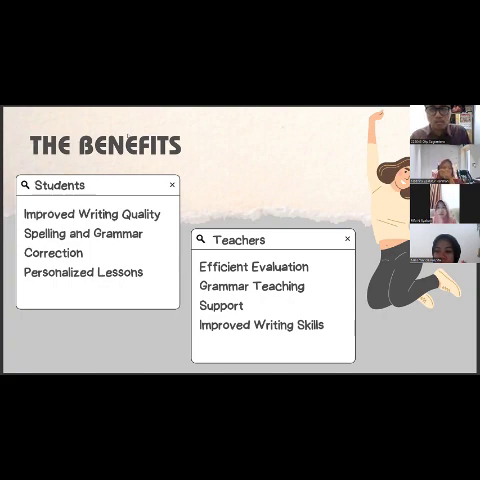And for the teacher, it's efficient evaluation, grammar teaching support, and improved writing skill. So teachers also can use Wordtune for giving efficient evaluation. The teacher can put the student task on Wordtune, and Wordtune can give the teacher feedback, and it's efficient evaluation for the student. Teachers can know the weakness and strength of the student's writing, and it can also improve the writing skill for the teacher. Next slide.